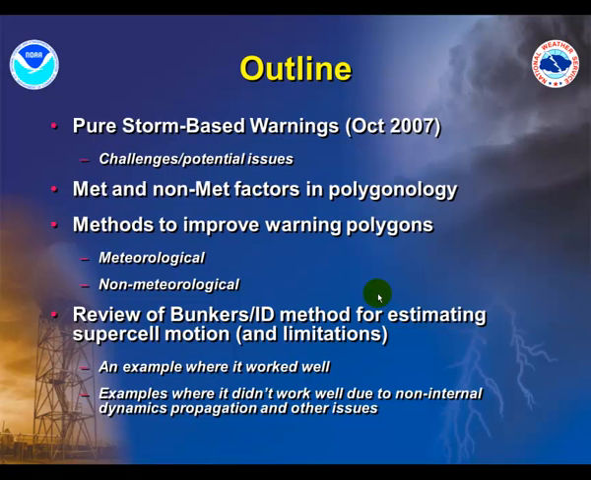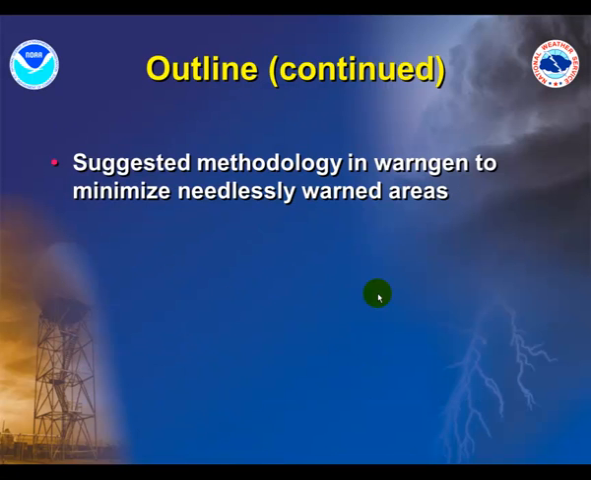We'll go through an example where it worked very well in an isolated storm, and some examples where it didn't work as well due to non-internal dynamics propagation and some other issues. And then finally, we'll look at a suggested methodology in WarnGen to minimize the needlessly warned areas.